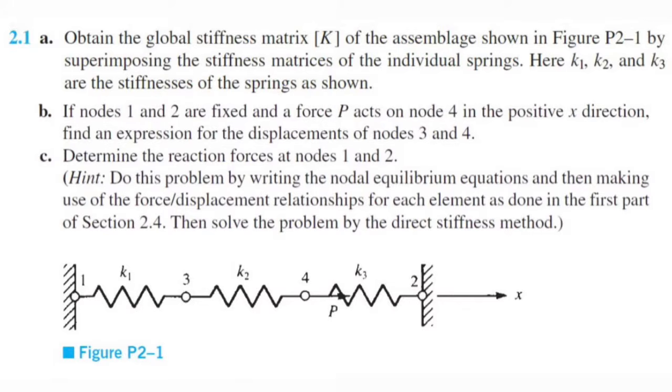So the problem reads: obtain the global stiffness matrix of the assemblage by superimposing the stiffness matrices of the individual springs. K1, K2, and K3 are not given. It's going to make the problem hell. You'll see why. Part B: if nodes 1 and 2 are fixed and force P acts on node 4 in the positive x direction, we have to find the expression for displacements of nodes 3 and 4. And then finally, Part C: determine the reaction forces at nodes 1 and 2. So let's go ahead and get started with this course.